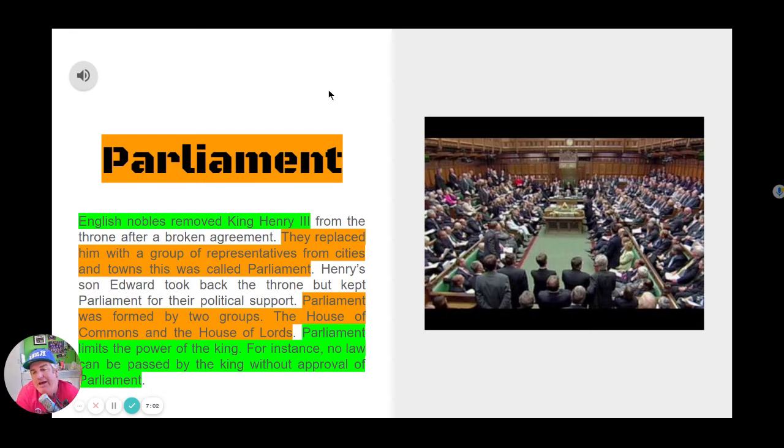All right, Parliament. English nobles removed King Henry III from the throne after a broken agreement, and then they replaced him with a group of representatives called Parliament. This was broken up into two houses. We had the House of Commons and the House of Lords. Parliament limits the power of the king. For instance, no law can be passed by the king without approval of Parliament. Again, this might sound really familiar to some systems that we live in today, something that has two houses and they legislate or pass laws. So just keep some thoughts about that.